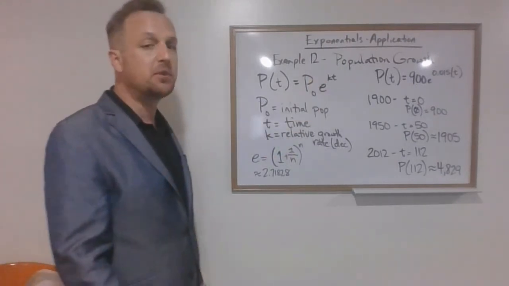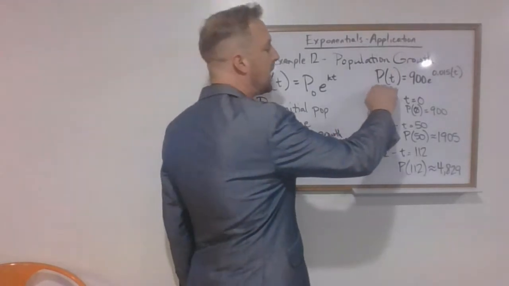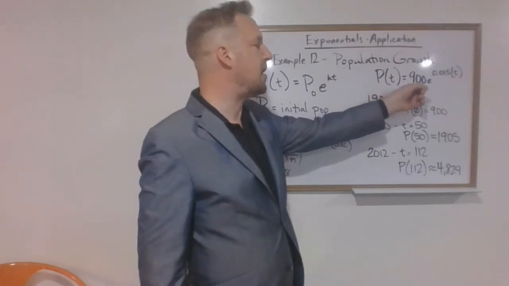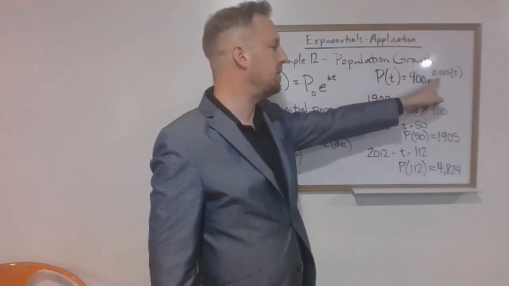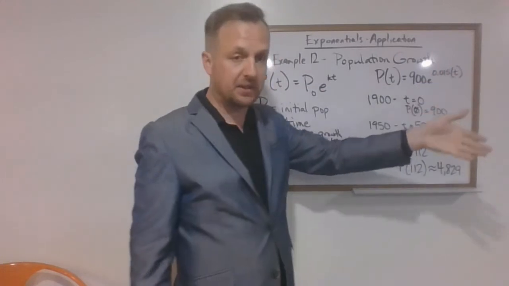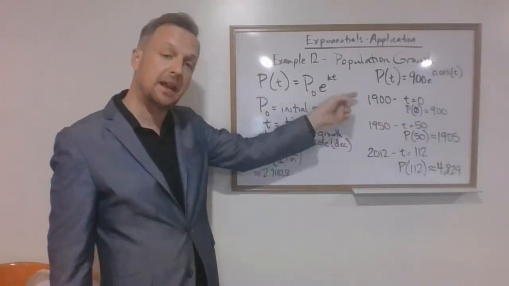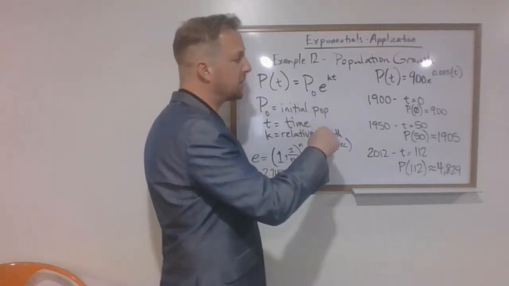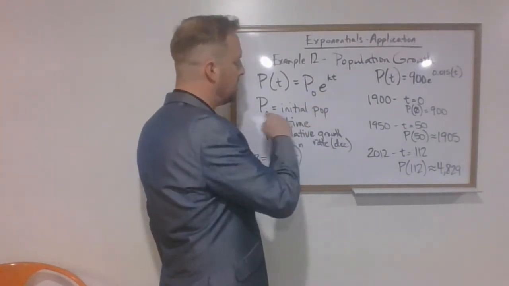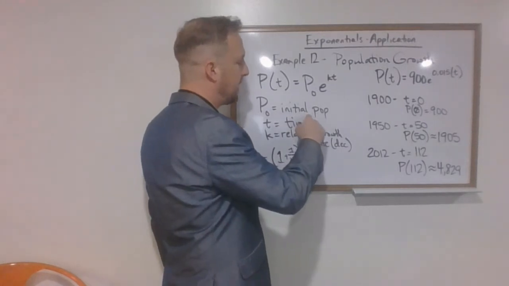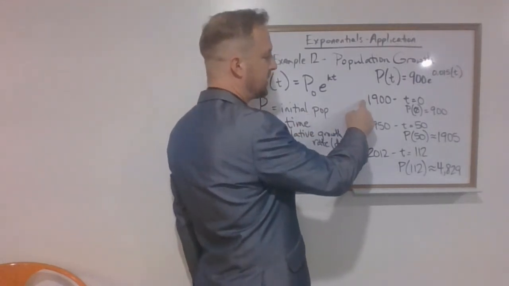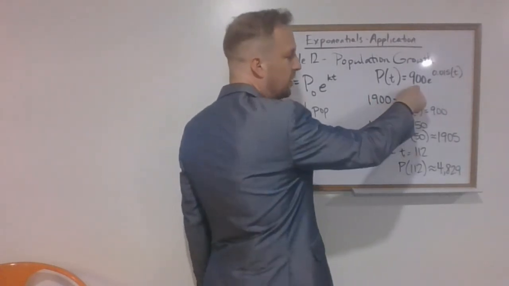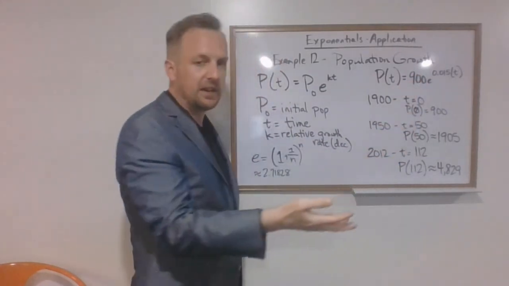So the problem talks to us about a town whose function to determine their population can be described as 900e to the 0.015 times the time. And they want us to find the population at 3 times. Now, first off, if you're good at reading what's going on here, if we know that P sub 0 is our initial population, and they want to know what's the population in 1900, and this town was founded in 1900, then you can just look right at it and go, oh, the population is 900.